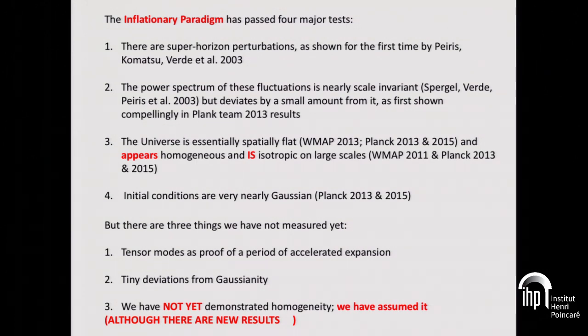The universe is essentially flat and isotropic, and that we have seen from the CMB. And we know that initial conditions are very nearly Gaussian. In fact, we only have an upper limit to that. But there are a few things that we have not yet measured or seen. We have not seen any proof of a period of accelerated expansion, and that's what the tensor modes are going to be. We haven't yet seen the tiny deviations from Gaussianity that we should see. And by tiny, I mean a very tiny number, which we'll see in a bit.